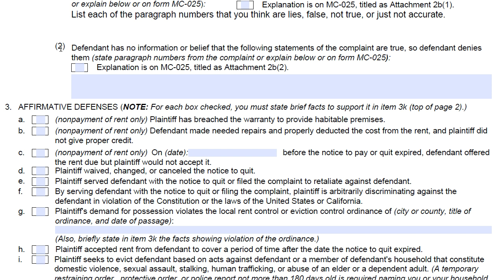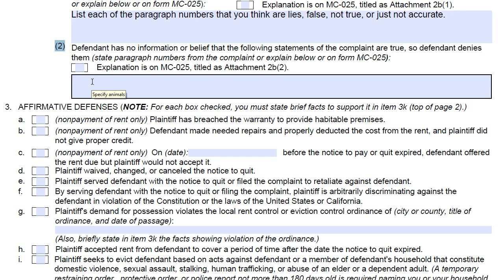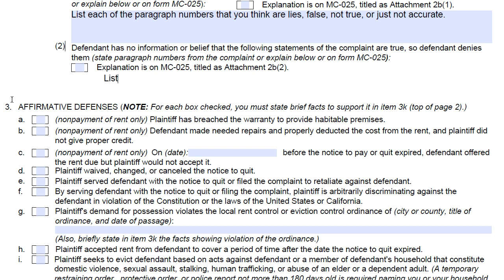Okay, now number 2 here. If you don't know if something in the complaint is true or false, you can just generally deny it, which means that you'll preserve your right to make that argument when you go to court. What you need to do then is list all of the paragraph numbers that you just don't know if they are true or false.